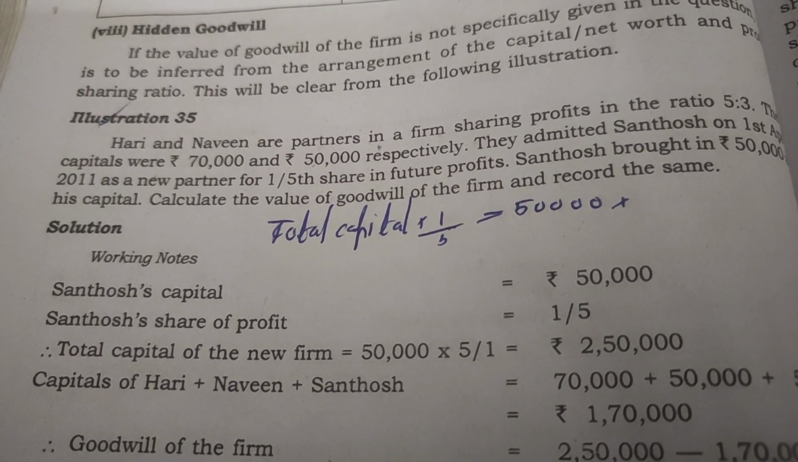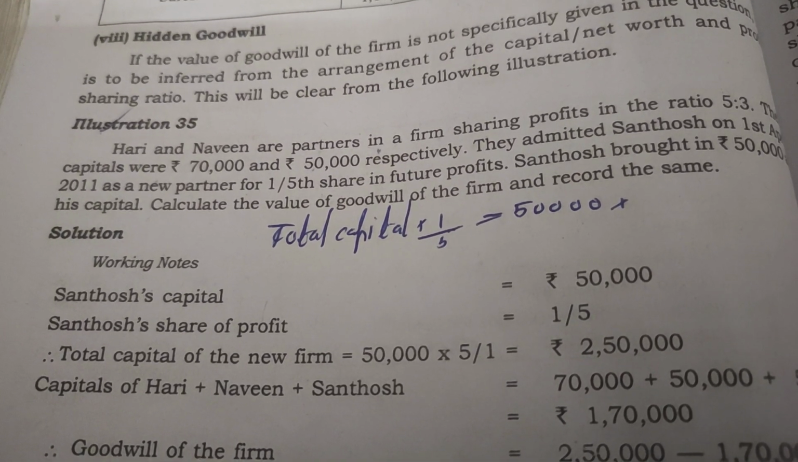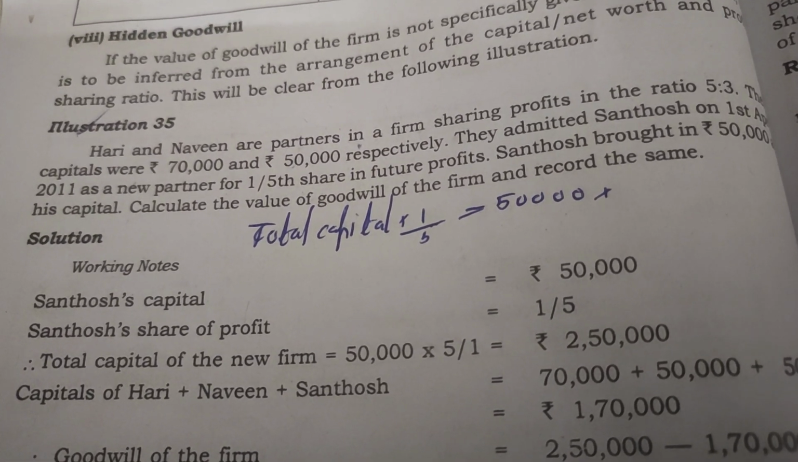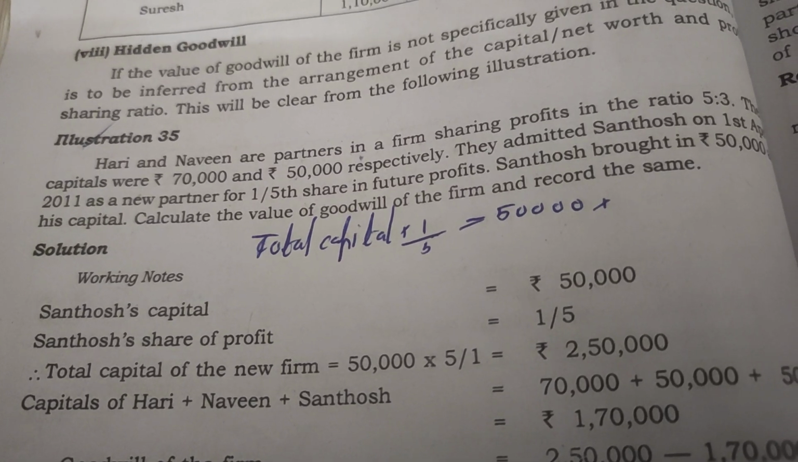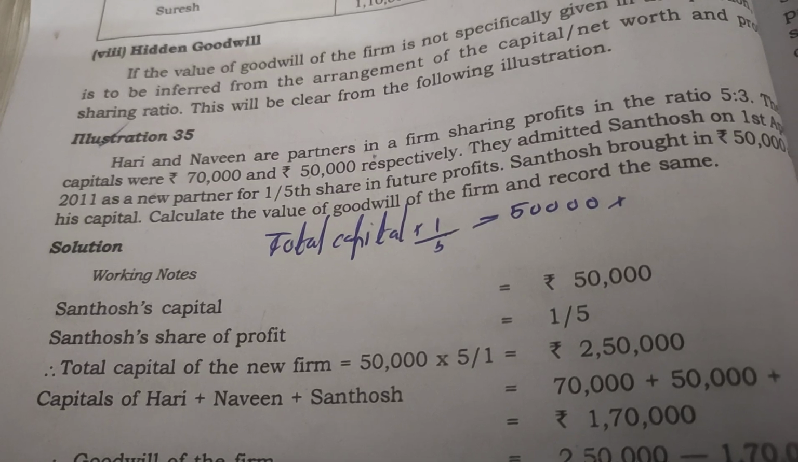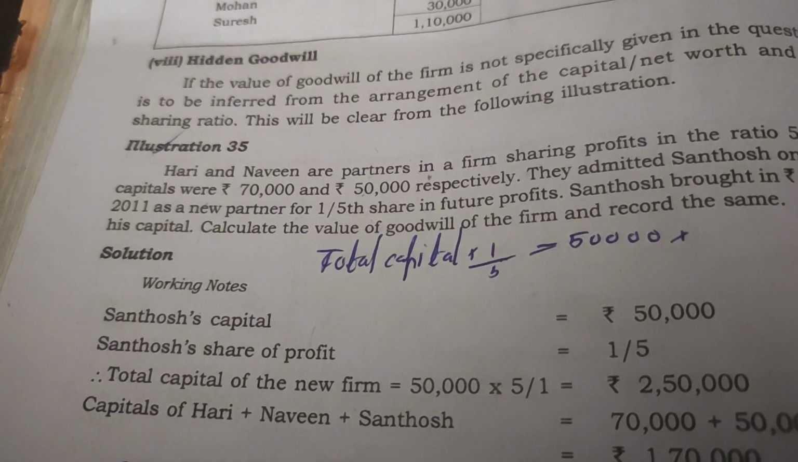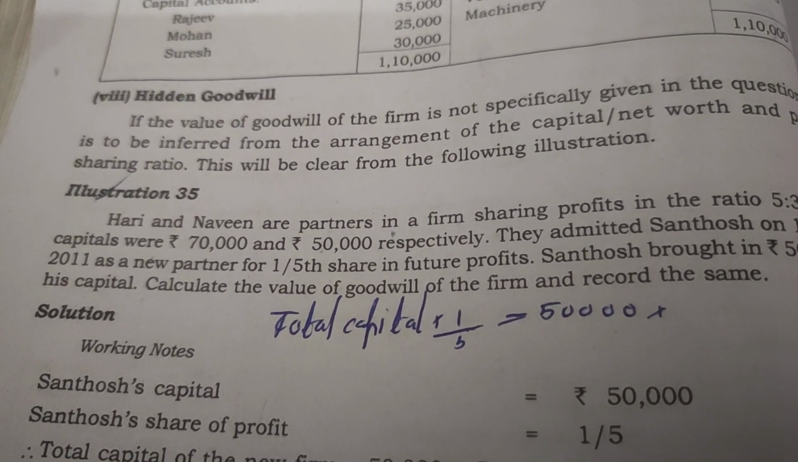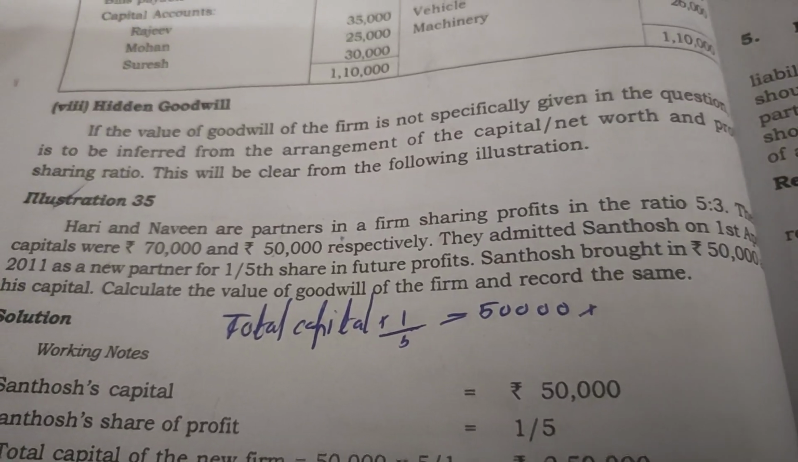In the previous classes we were discussing the treatment of goodwill in the case of admission of a partner. In today's class we are going to discuss hidden goodwill, how to treat hidden goodwill, goodwill raised at its full value and then written off, and the revaluation account. First of all, we will discuss hidden goodwill.